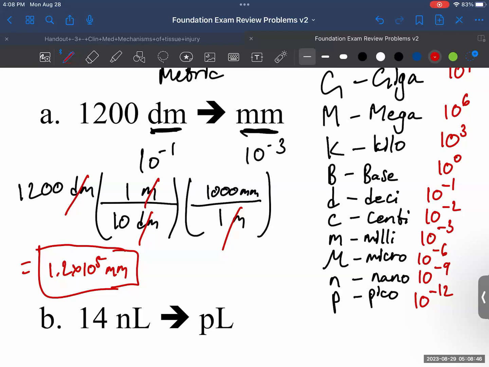All right, sig fig wise, how many sig figs should we have? Just 2. And do we have that in our answer? Yes, we do. All right, cool. I got it.